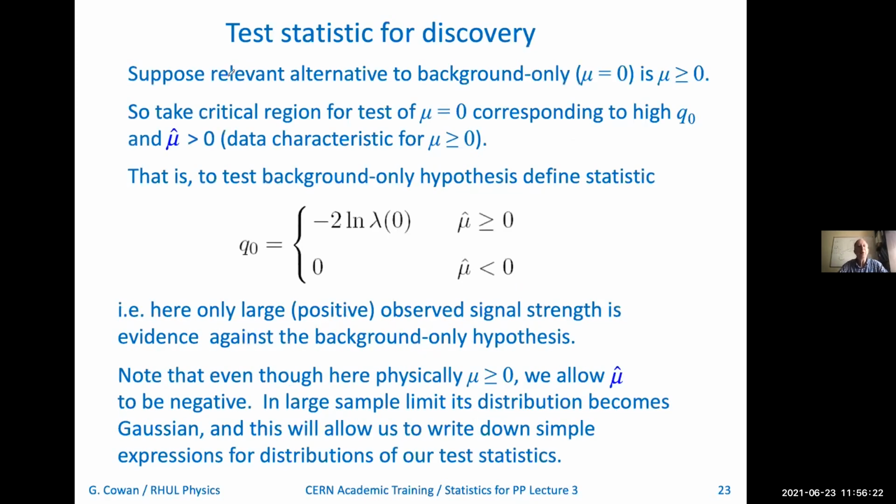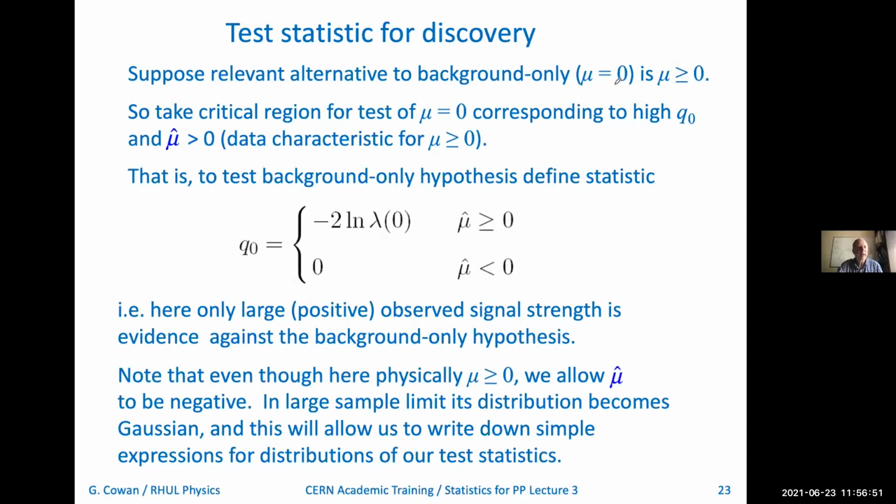Now, let's suppose that what we want to test is the hypothesis of mu equals 0. And if we can reject that, we'll say that we've discovered the signal process. Now, let me suppose in this example, though, that the only conceivable or interesting alternative to mu equals 0 is some positive value of mu. So that is to say that if the signal is present, I only expect that to add events. That's not always the case.